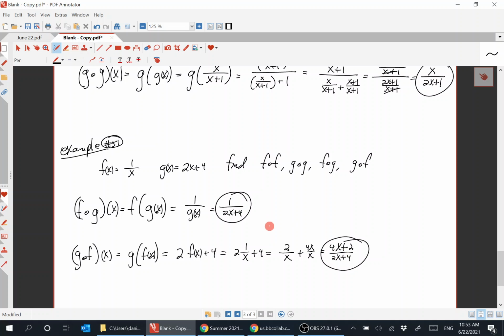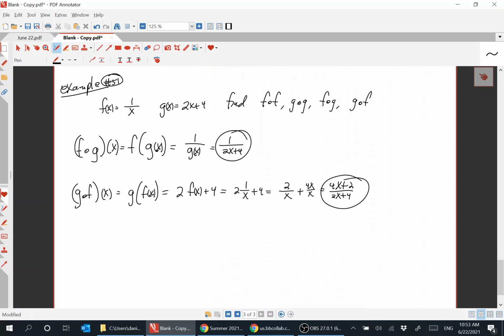So not the same, right? So f following g, g following f, not the same. They're very different, in fact. There's really no relationship at all between them. f following f of x. So that's f of f of x, right? f of x is 1 over x, so f of f is 1 over f. And then f of x is 1 over x. So that's just x.